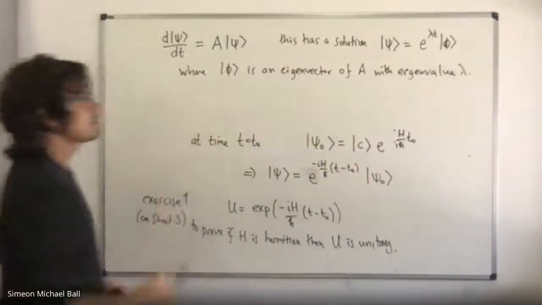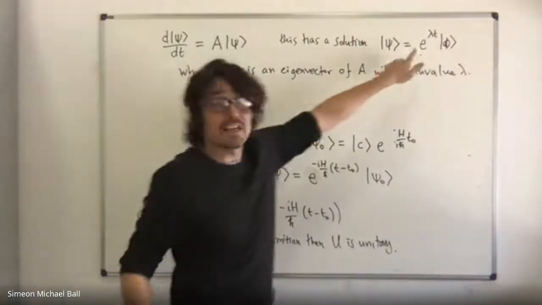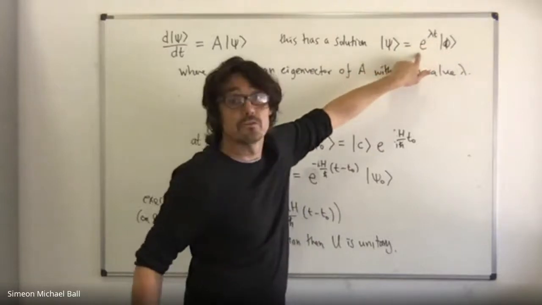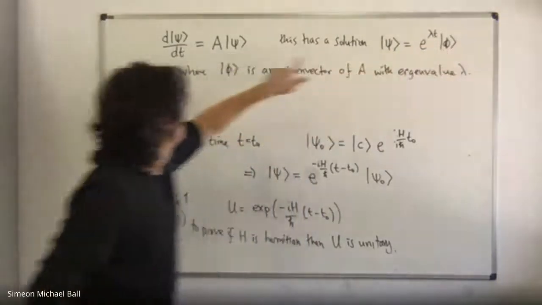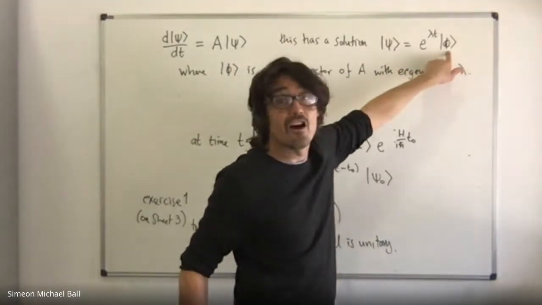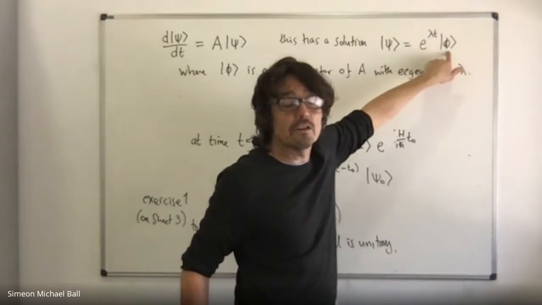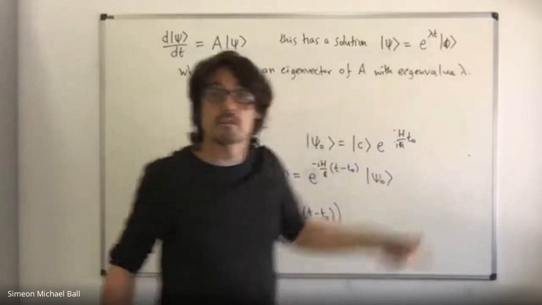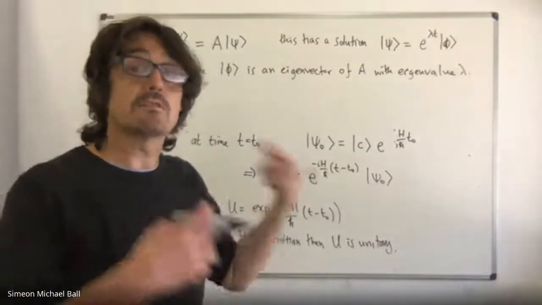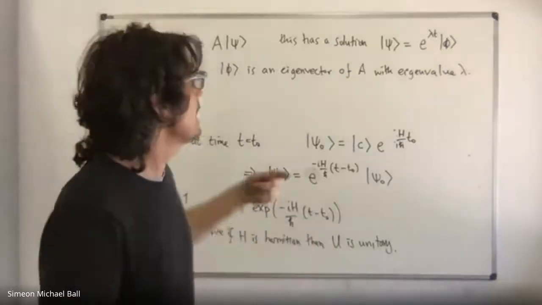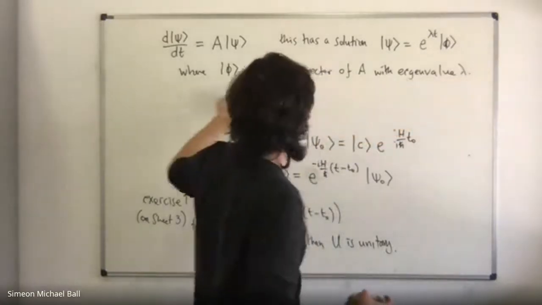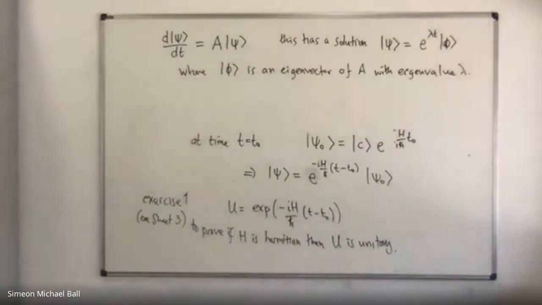So this has a solution, and this is clear, because if you differentiate this, then the lambda comes down, right? This is just a fixed vector. And if you multiply by A, then since this is an eigenvector with eigenvalue lambda, this just gets multiplied by lambda. Okay, and the reason I'm telling you this is because these are the stationary states. These are the energy values.